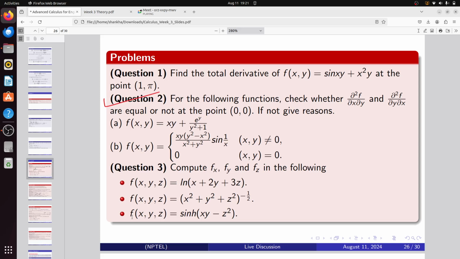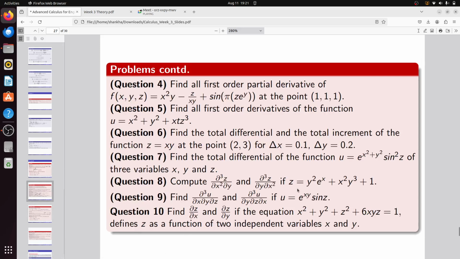fx equal to cosh(xy − z²) into y. Yes. fy equal to x into cosh(xy − z²). Very nice. And fz equal to minus 2z into cosh(xy − z²). Okay. Very nice. Next, try question number 4.